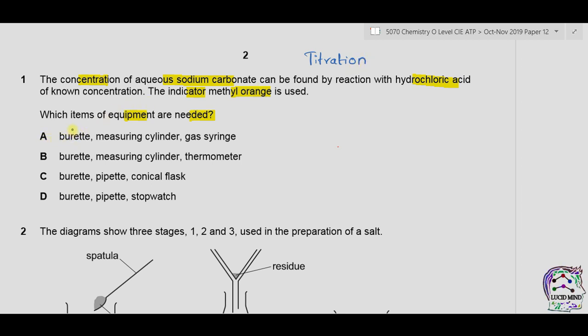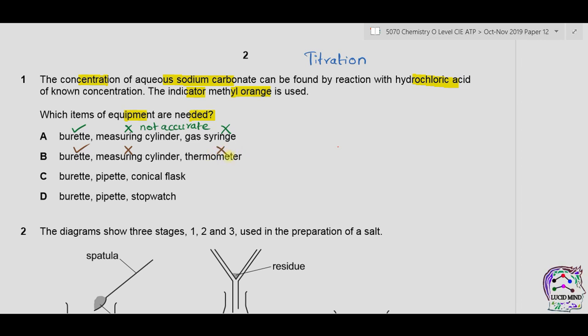A. Burette. Now burette is used in titration. Then we have measuring cylinder. A measuring cylinder is not used because measuring cylinder is not accurate as compared to pipette. So instead of measuring cylinder, pipette is preferred. Third is gas syringe. As this is titration, so we don't need to measure the amount of gas formed. So this is also incorrect. B is burette. Again burette is correct. Then again we have measuring cylinder, which is wrong, and then thermometer, which is also incorrect.